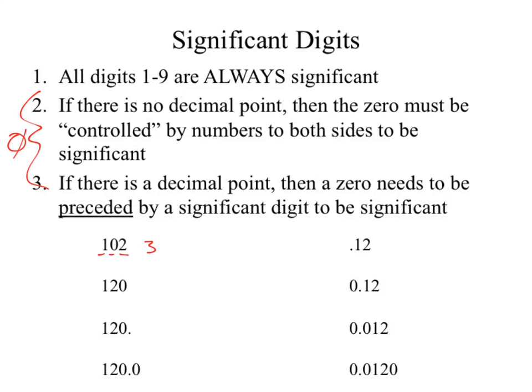Okay, and then rule 3, we went through and decide what's going on if there is a decimal point. So we could jump to, say, the 120 decimal point.